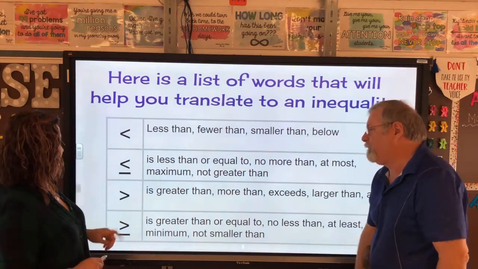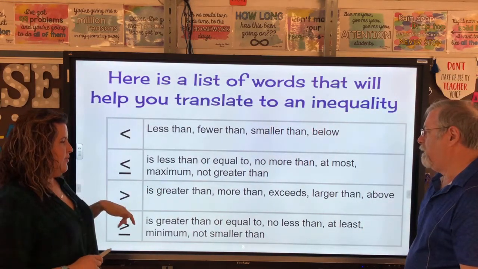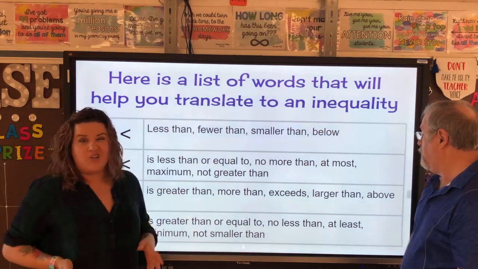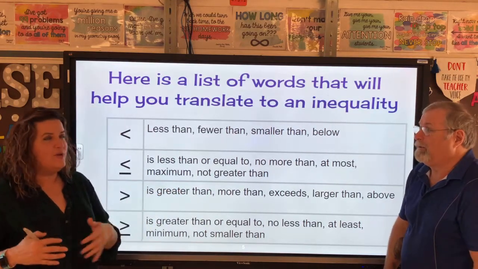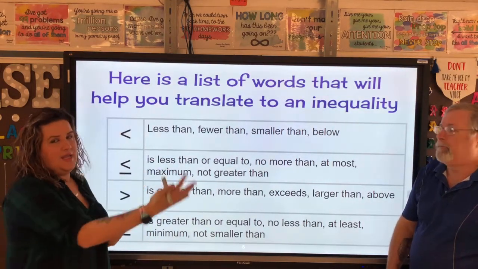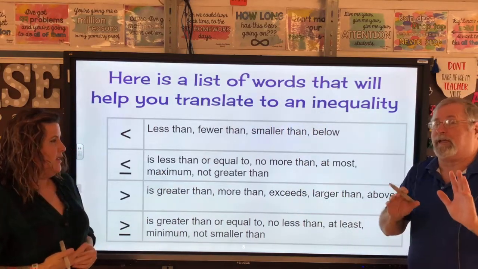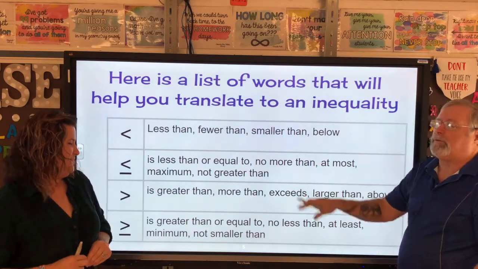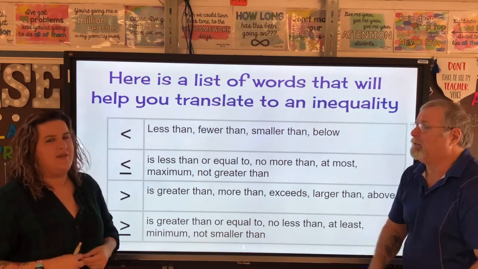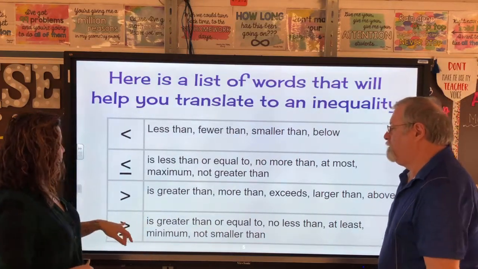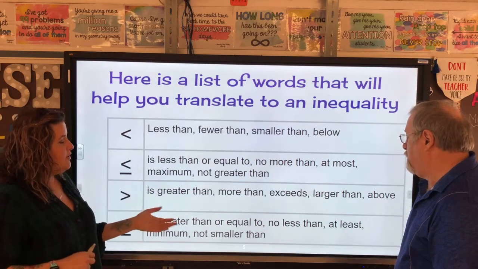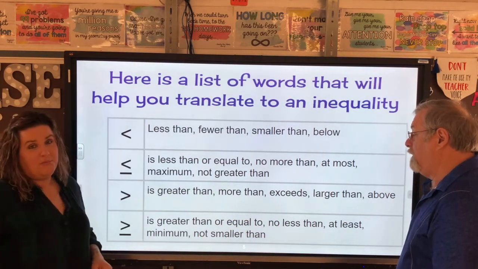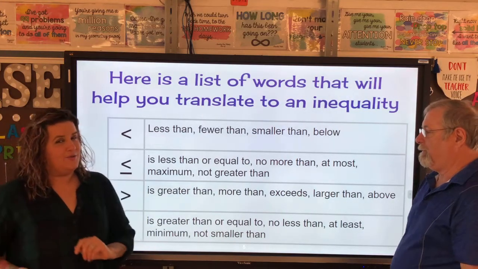So when we have is greater than, we could also use something like more than, or exceeds, or larger than, or above. All of those would signify that the number was greater than the other. And again, this isn't what we would call an exhaustive list. An exhaustive list is like every possibility known to mankind. We don't have time for that. We just use the most common, the ones you'll see the most. But for greater than or equal to, we would look for things like no less than, or at least, or a minimum, or not smaller than. Those would be good keywords.